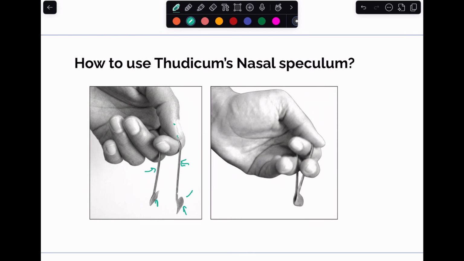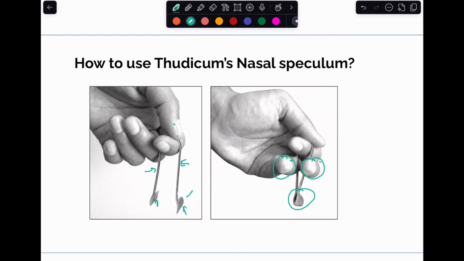Now, this speculum has a spring action that you have to control with the help of your ring finger and your middle finger. With the help of this, you'll control the spring action. So you first close the blades gently, and then you introduce the speculum into the nose of the patient with the blades closed, and then slowly, gently open it up by releasing the spring action. That's how you will be using Thudicum's nasal speculum.